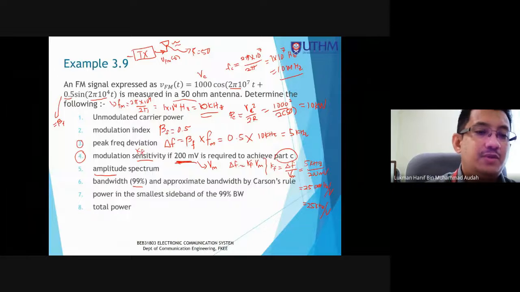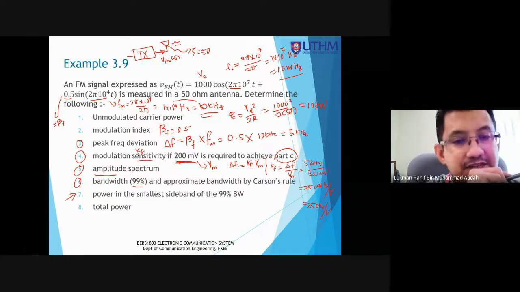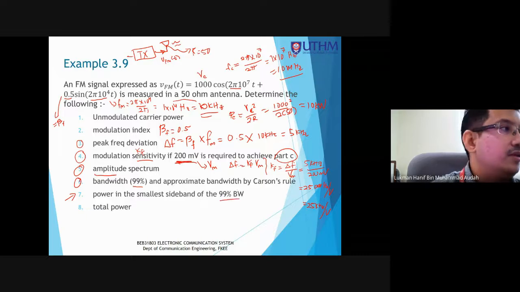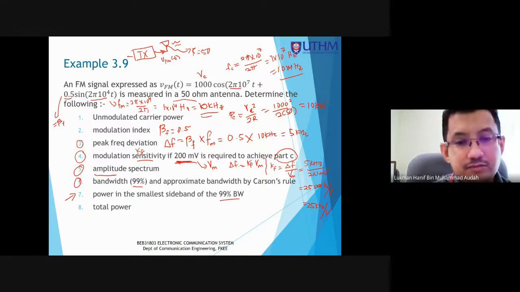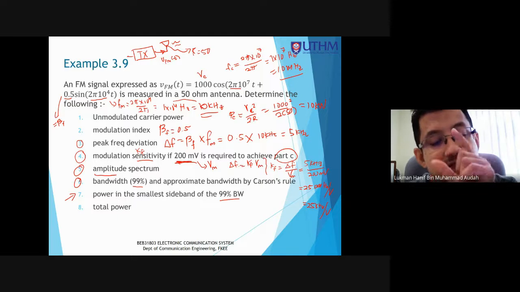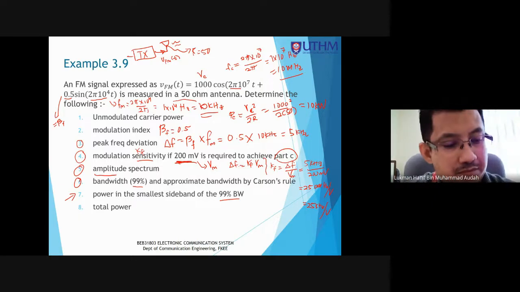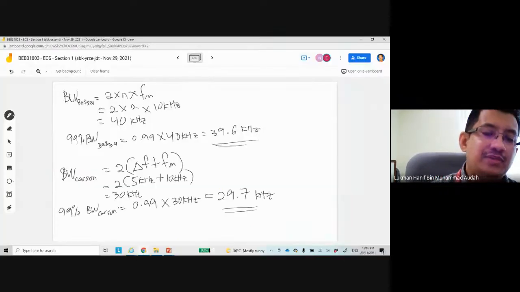The next question, what? So we have answered this, answered this. So the next question asks about the power in the smallest sideband of the 99% of bandwidth. This we need to look at. Earlier we saw it says, what is the power in the smallest sideband? The power in the smallest sideband within that 99% range. What is it? Okay. So how to do this?